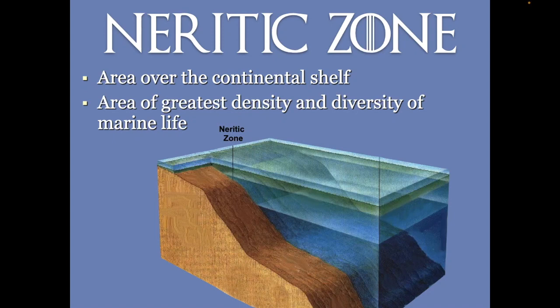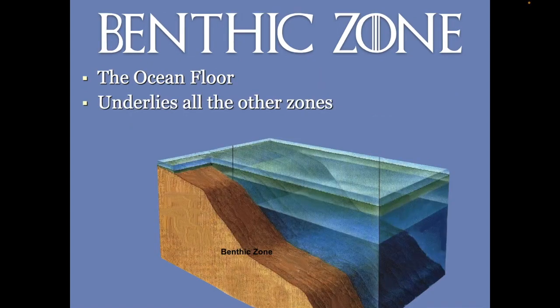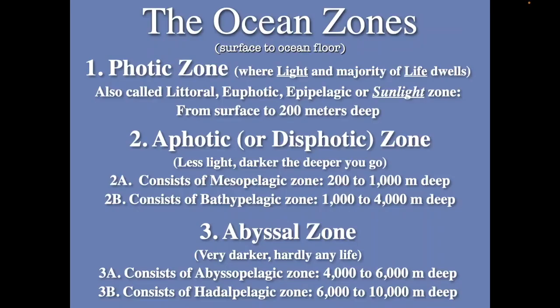In this area, the continental shelf or the neritic zone, we have the greatest density and diversity of marine life. So most animals are going to be living in the neritic zone. Then we have the oceanic zone, and that's from the continental shelf out to the open ocean. And as we said, the benthic zone underlies all other zones at the bottom of the ocean, so the ocean floor.